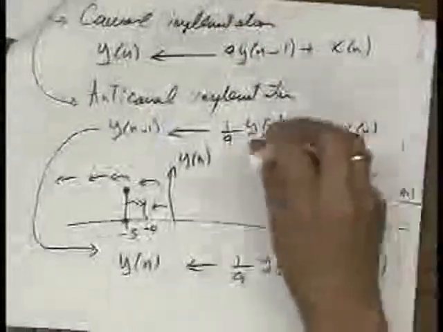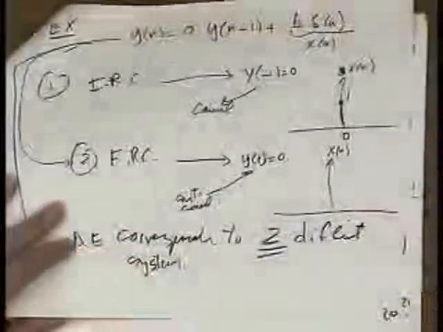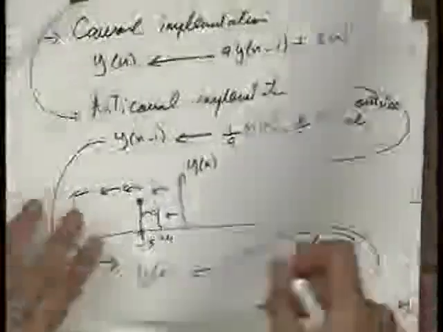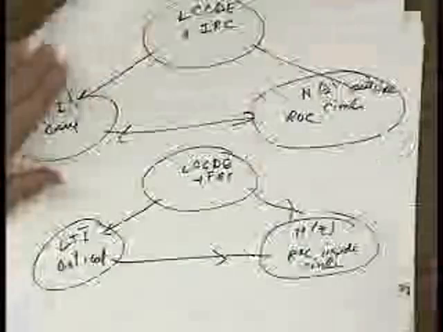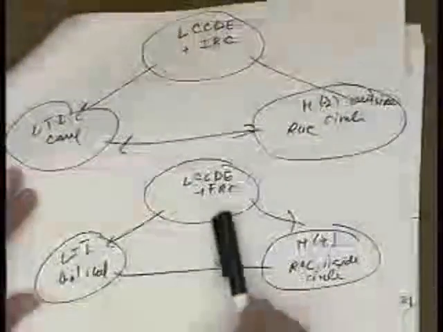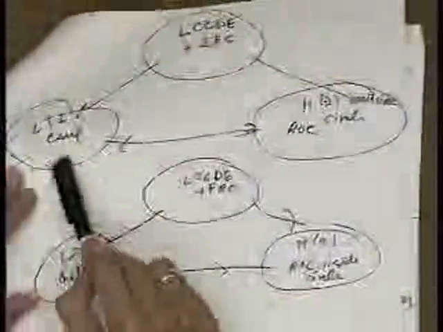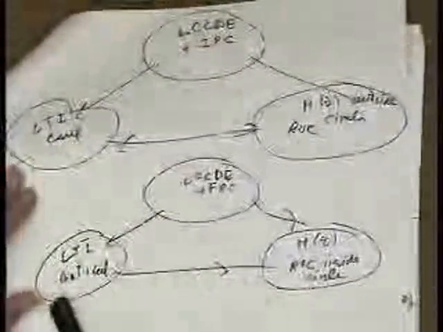So for this causal one, if the input is delta of n, you have to have initial rest condition, which means y at time minus 1 is equal to 0. For the anti-causal one, you want to have final rest condition, which means y at time 1 is equal to 0. Okay? So this sort of ended up being the last picture in our last lecture, which is I can have a linear constant coefficient difference equation either with IRC, initial rest condition, or FRC, final rest condition. In this case, it corresponds to an LTI that's causal. In this case, it corresponds to an LTI that's anti-causal.